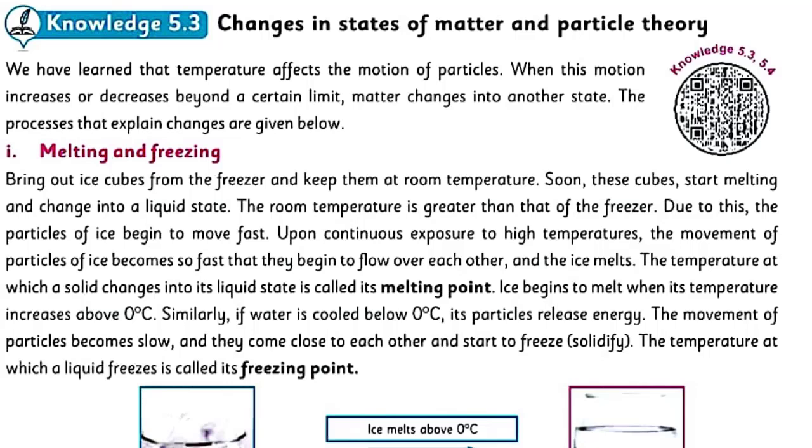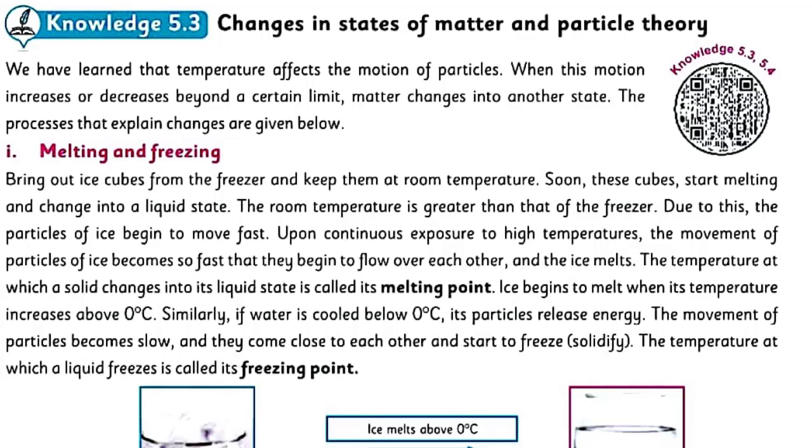1. Melting and freezing. Bring out ice cubes from the freezer and keep them at room temperature. Soon, these cubes start melting and change into a liquid state. The room temperature is greater than that of the freezer. Due to this, the particles of ice begin to move fast.